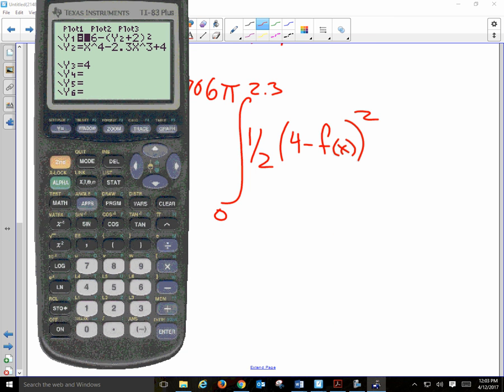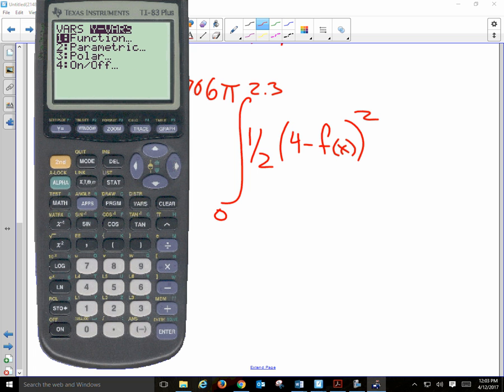So I take out my calculator. Y equals. So I'm going to get rid of all this stuff. And I'm going to go 0.5 parentheses 4 minus, we got what? Y sub 2. So variables, Y sub 2, parentheses squared. And I'm going to calculate from number 7.